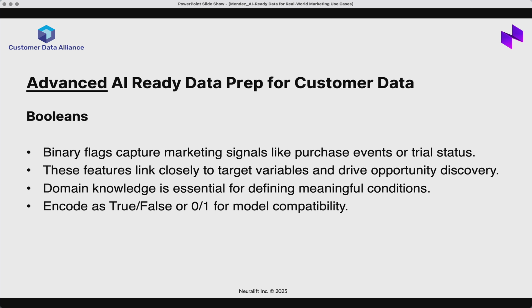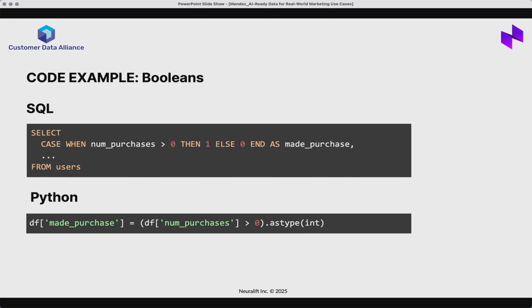Now let's talk about Booleans. These are really valuable and important to capture marketing signals like events and status, and they can link closely to your target variables to drive opportunity discovery from the AI. But again, domain knowledge is really important here. So you should encode these as true, false, or 0, 1, and keep them consistent for model compatibility. Here's an example in SQL and Python as well.